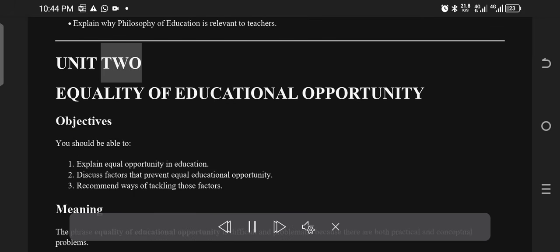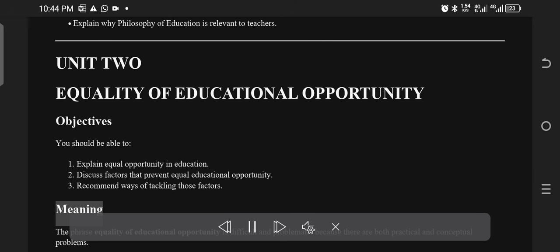Unit 2. Equality of educational opportunity. Objectives. You should be able to explain equal opportunity in education. Discuss factors that prevent equal educational opportunity. Recommend ways of tackling those factors.